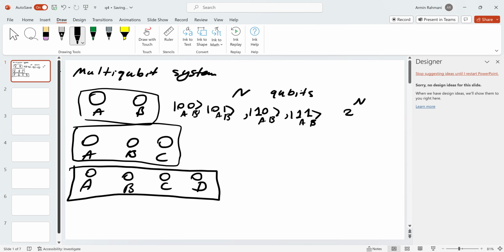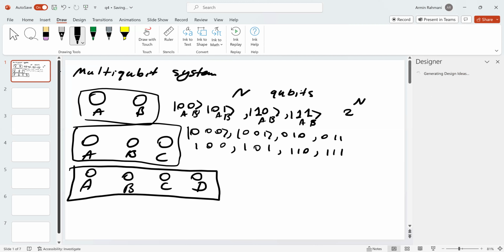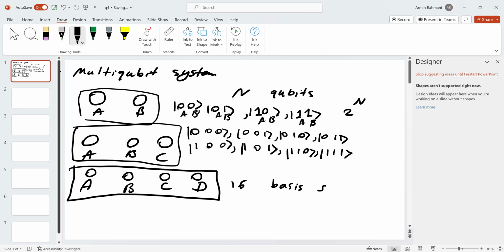In this case, A can now be 0, and then BC can be any of those 4 configurations: 000, 001, 010, 011, or A can be 1, and then I get all those configurations, up to 111. So there are 8 different basis states, and then the state of this 3-qubit system can be written as a vector of length 8. Similarly, this becomes 16 basis states.